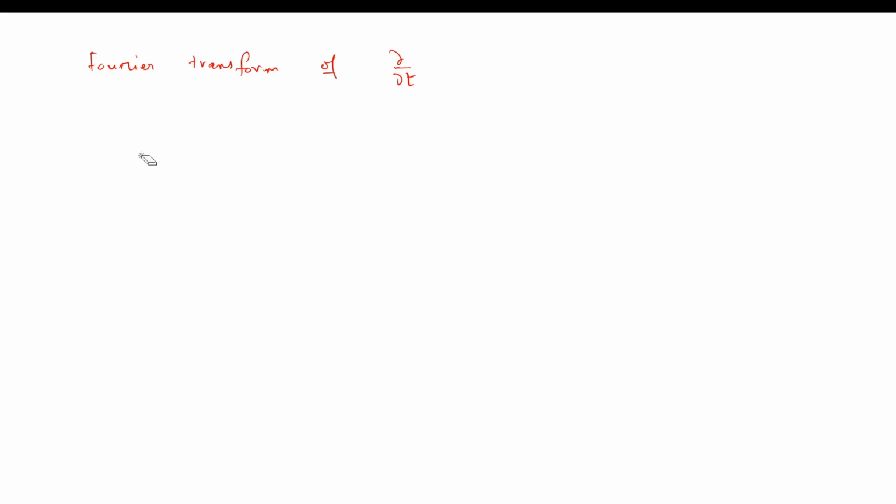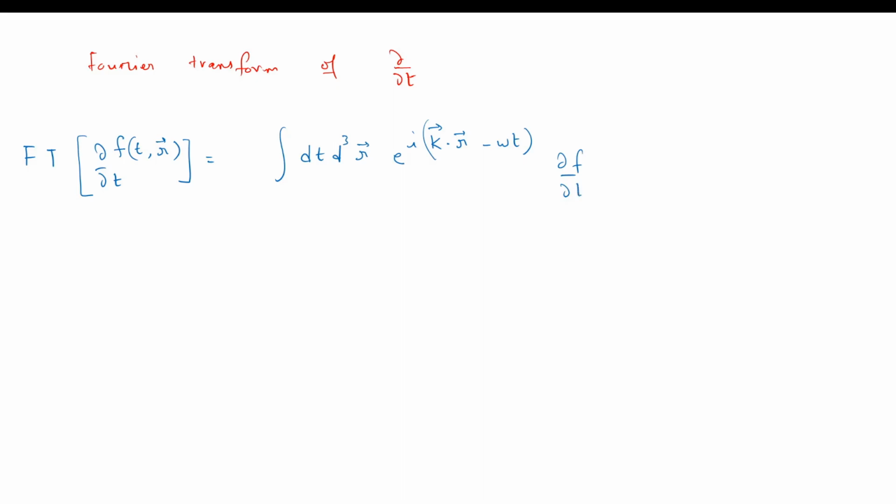So we say that there is a function f of t and r, and it is differentiated with respect to time, and we want to find the Fourier transform of this. The Fourier transform of this function will be nothing but, using the definition, the integral dt d cube r of e to the power i k dot r minus omega t, and the function as a function of t and r.